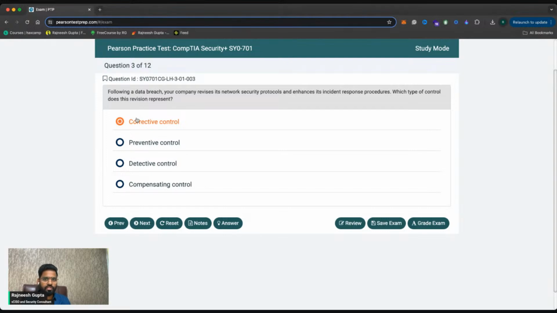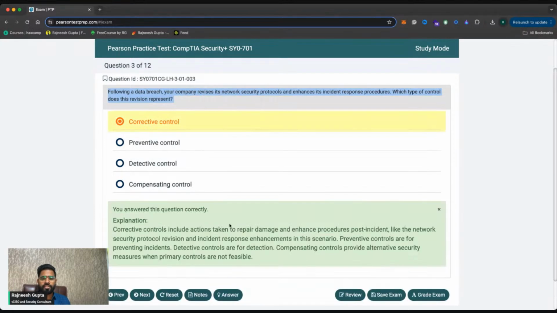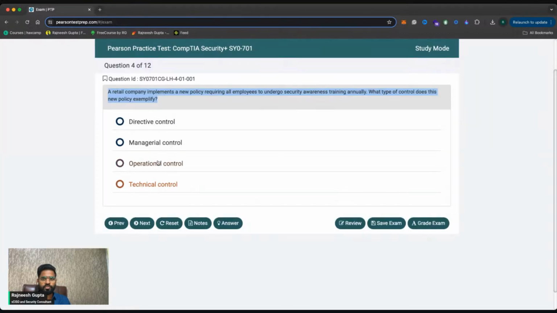Everyone agrees with me on this? If you agree, type agree on the chat. Type agree on the chat if you agree with me. Okay. So corrective, let's check the answer. Brilliant. That's the right answer. Let's go to the next one.